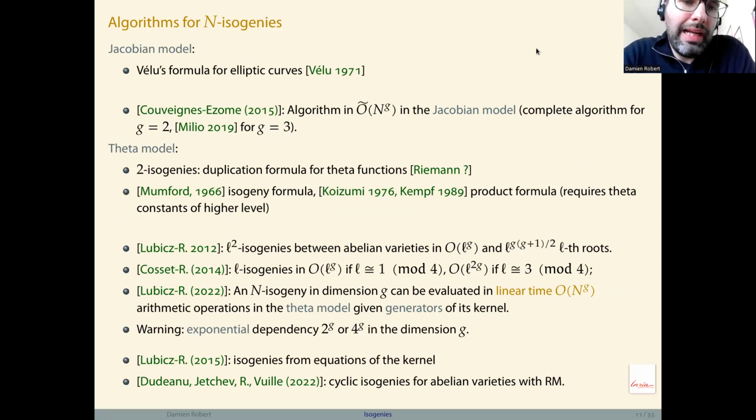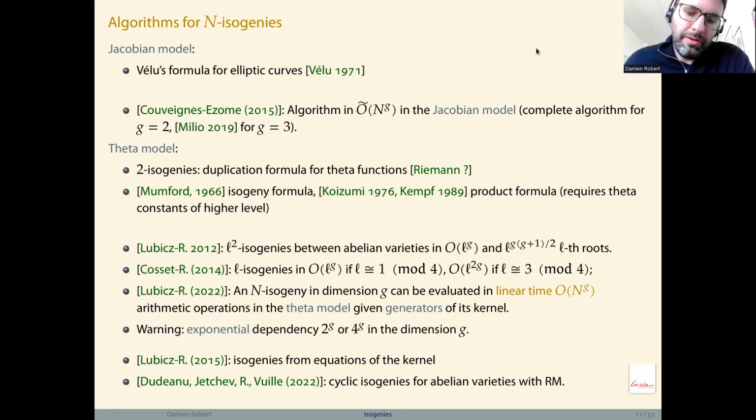In the theta model, you can have 2-isogenies, which are given by the duplication formula for theta functions. I think they date back from at least Fréchet. I don't know when exactly, but they have been known for a long time. And Mumford and Kempf gave the Riemann product formula, which unfortunately we cannot quite use algorithmically because they require access to theta constants of higher level.